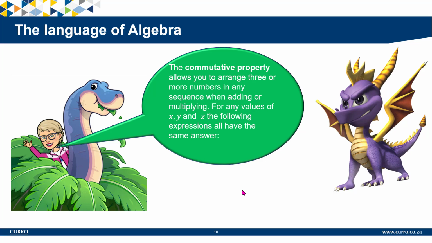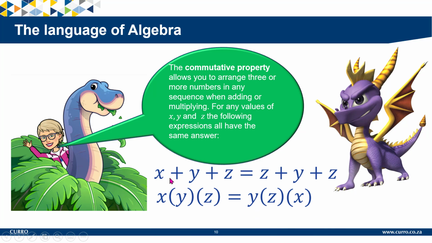The next property is the commutative property. This allows you to arrange 3 or more numbers in any sequence when adding or multiplying, for any values of x, y, and z. So let's check it out. 1 plus 2 plus 3 is 3 plus 2 plus 1. 1 times 2 times 3 is 2 times 1 times 3. But you get the point. So when you add and multiply, you can swap or change the order. That's very useful.